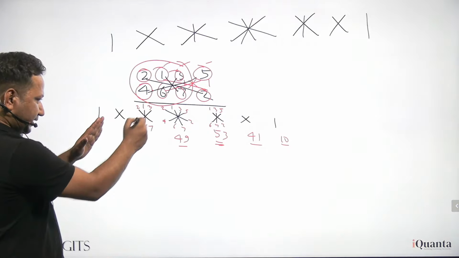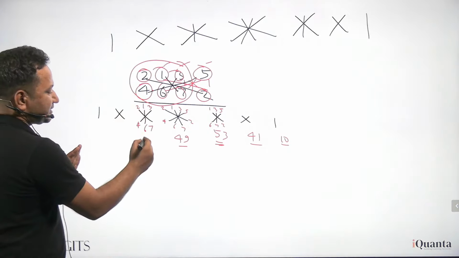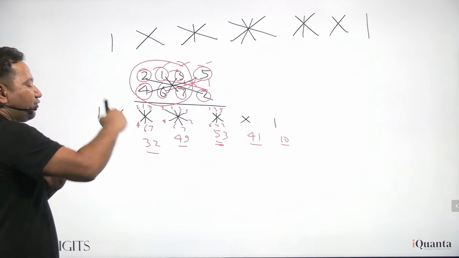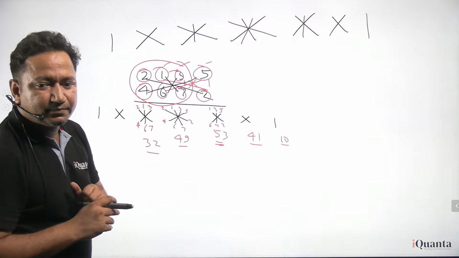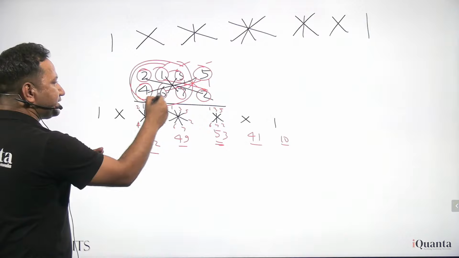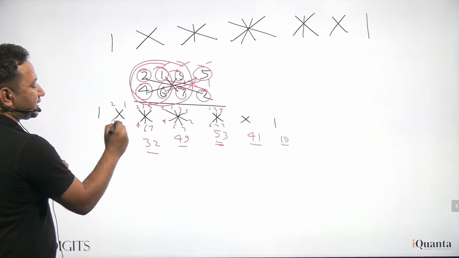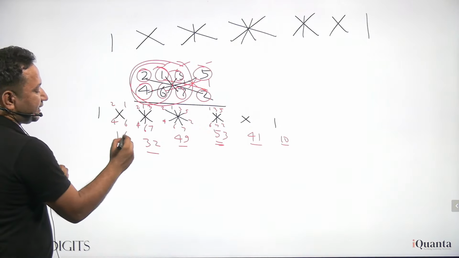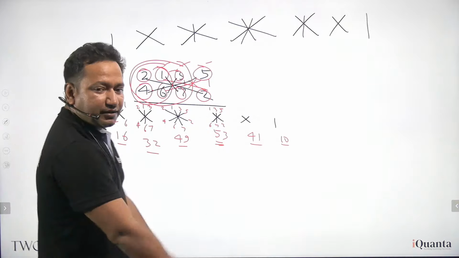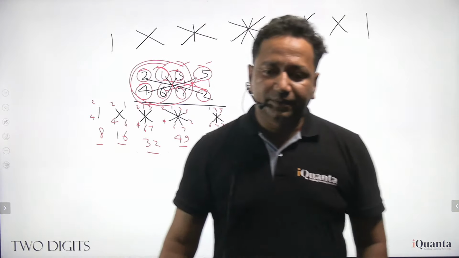14 plus 12 is 26, plus 6 is 32. 2 7s are 14, 3 4s are 12, 1 6 is 6. 32. Now, the left 2 digits. 2, 1, 4, 6. 12 plus 4 is 16. Leftmost 2 and 4 is 8. This is what we get.